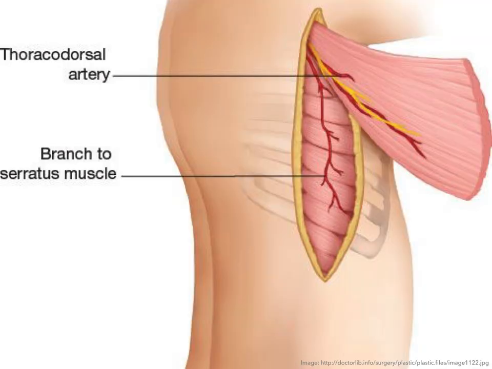Another useful landmark to orient yourself to is the thoracodorsal artery and its branches, which lie in the plane between the lat, which shown here has been reflected in the diagram, and the underlying serratus. This plane is the same as you will use for the block.